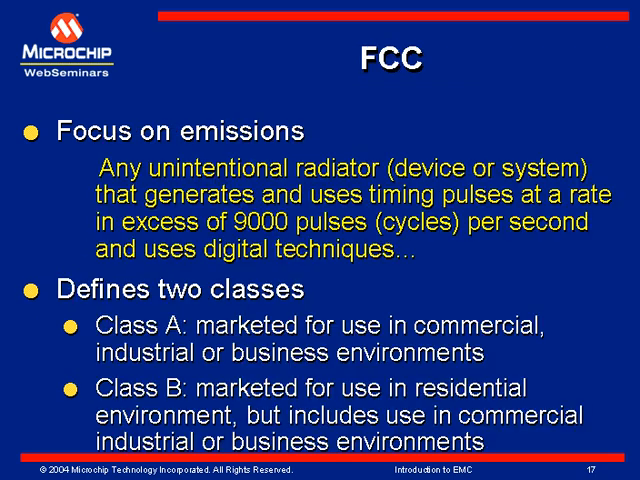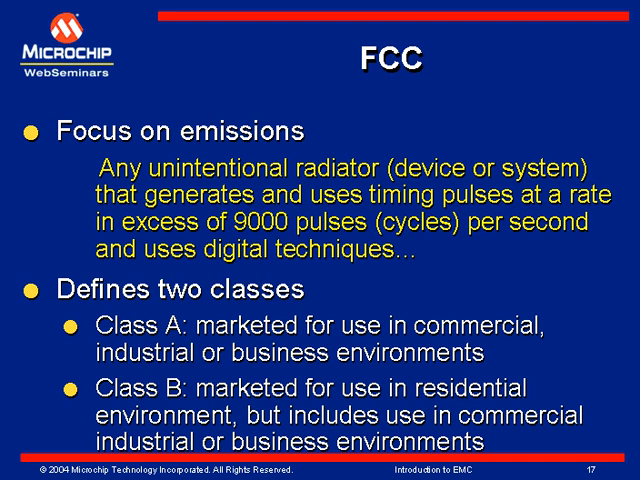The first is the FCC, or Federal Communications Commission. It mainly focuses on emissions. Any unintentional radiator, device, or system that generates and uses timing pulses at a rate in excess of 9,000 pulses per second and uses digital techniques must meet FCC requirements. The FCC is a legal authority. If you want to sell your equipment or system in the United States, you must meet an FCC requirement.